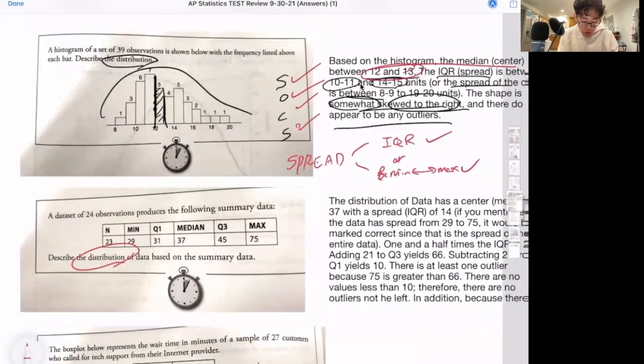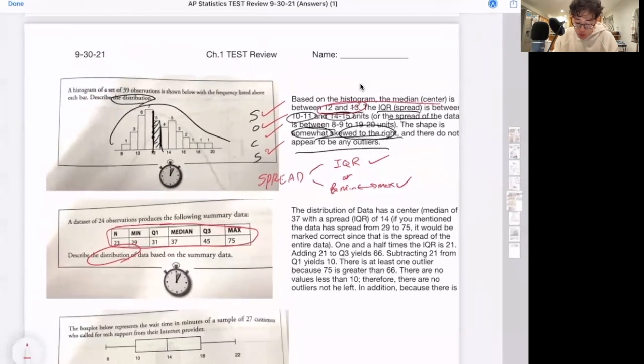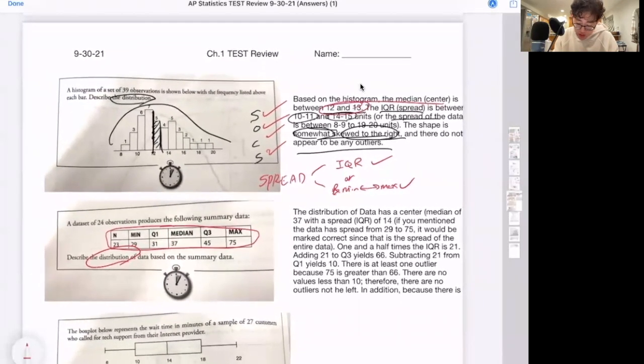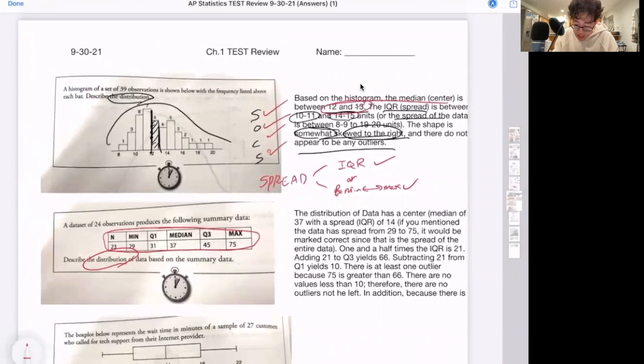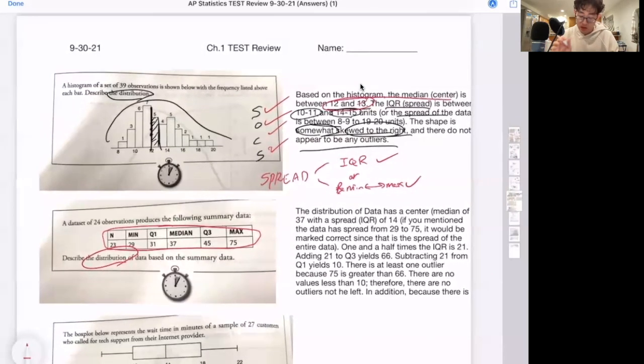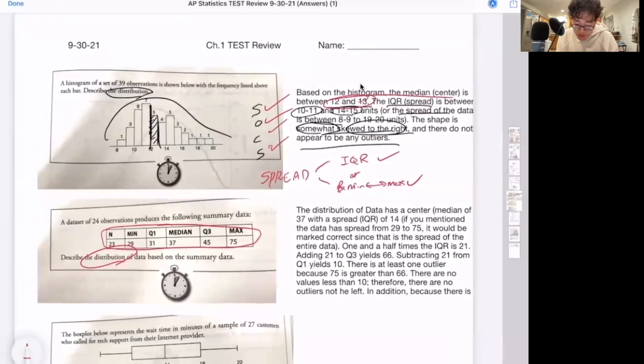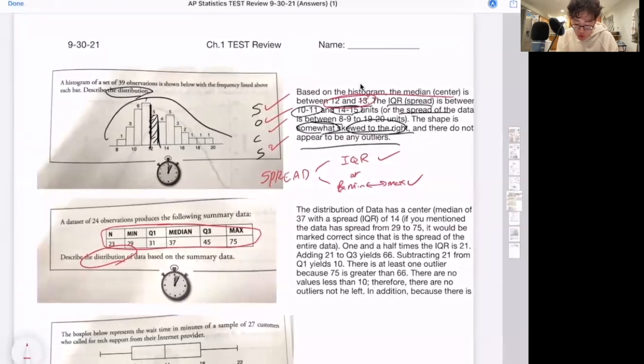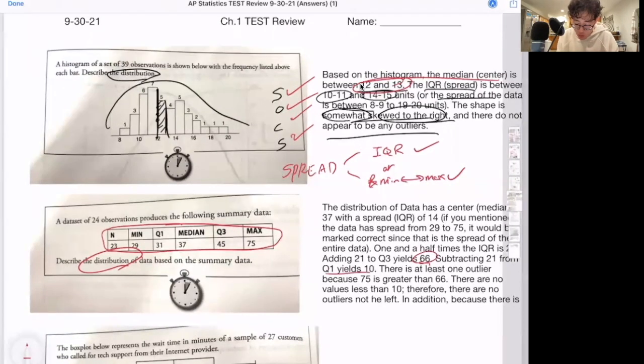Again, describe the distribution. Now I'm giving it to you in more of a box and whisker plot setting. The distribution of data has a center, a median of 37, with an IQR of 14. If you mention the data has spread from 20 to 75, it will be more correct because that's the spread of the entire data. 1.5 times the IQR is 21, adding 21 to Q3 yields 66. Subtracting 21 from Q1 yields 10.